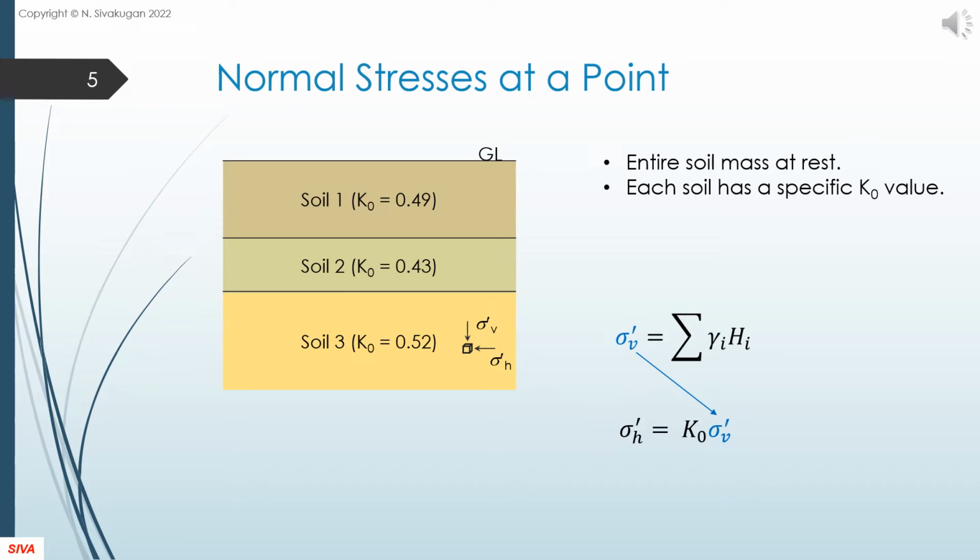Here, you can see three different soils in a soil profile, with their specific K0 values. Once the effective vertical stress is determined at a point, the effective horizontal stress can be determined by simply multiplying with the K0 value.